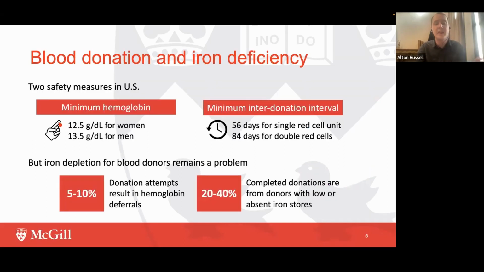In the United States and in Canada, there are two safety measures for preventing iron deficiency in blood donors. There's a pre-donation fingerstick hemoglobin test with a threshold. So if your hemoglobin is too low, you can't donate blood on that day. And there's a minimum interdonation interval, which is 8 weeks or 56 days in the United States. In Canada, it's a little bit longer, and it's also longer for women versus men. A lot of countries do have a longer interdonation interval for women versus men, but the United States does not. But despite these two safeguards, we still have issues.